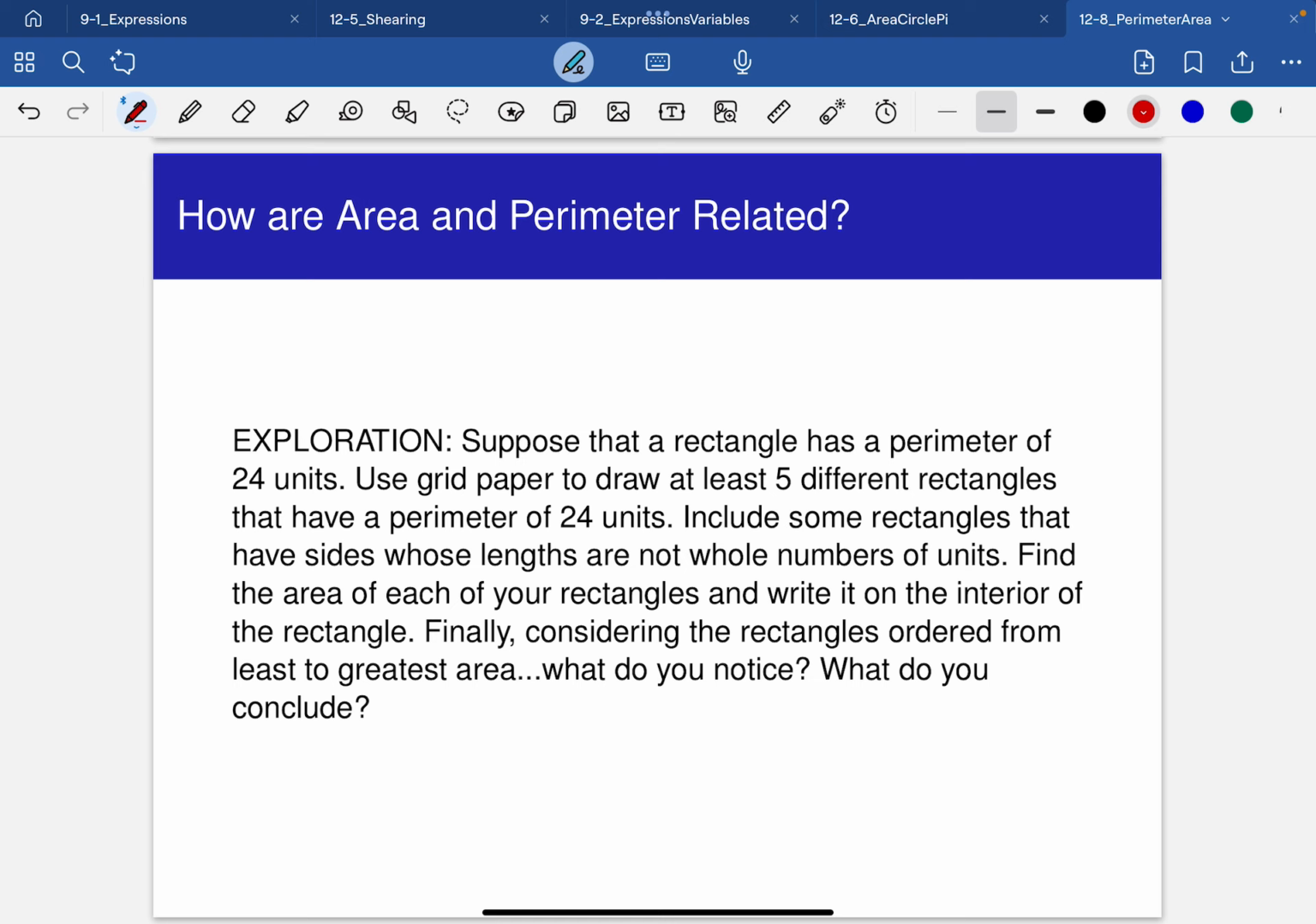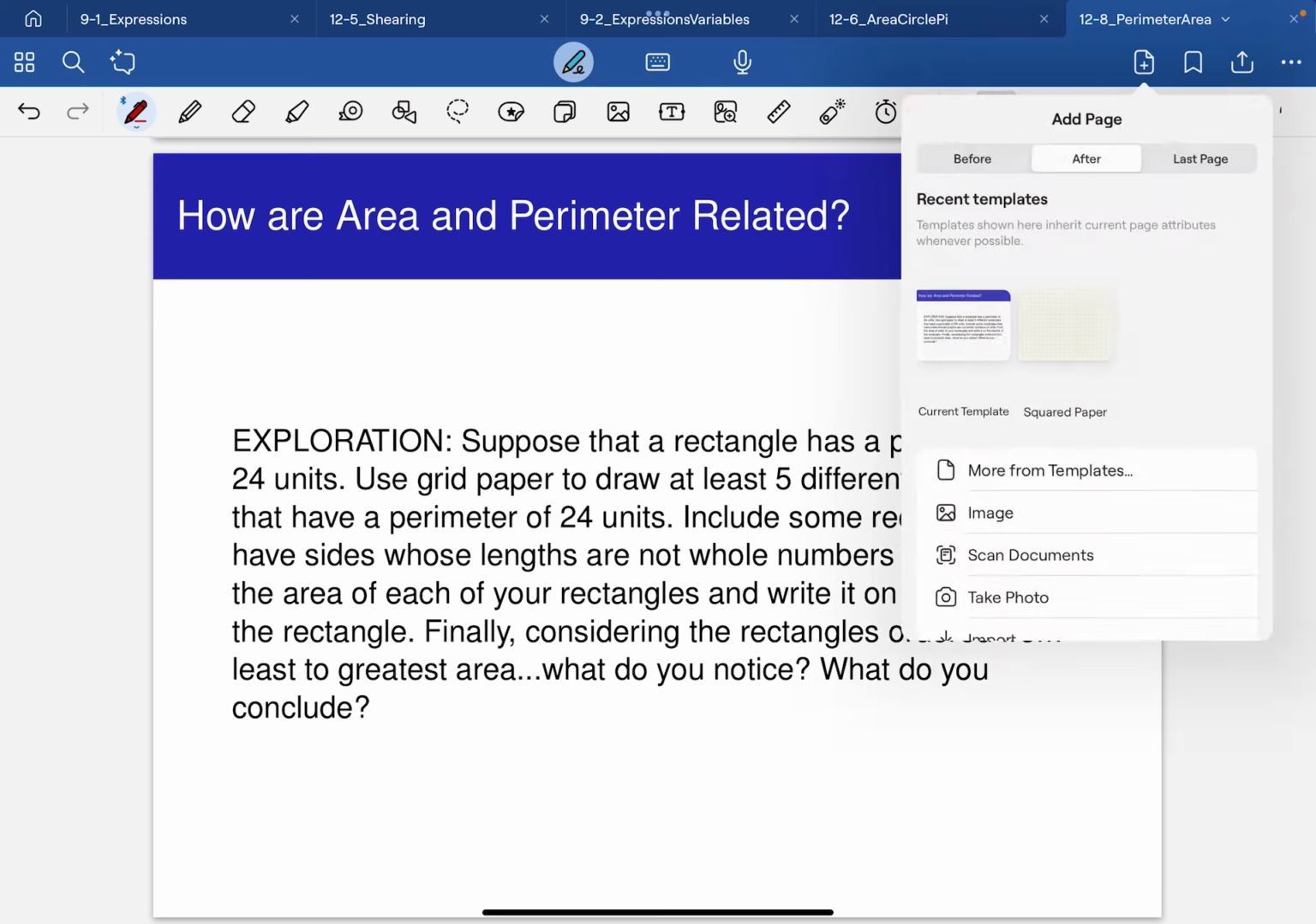So we're going to use grid paper. I've placed a handout in the Canvas page, so if you don't have any grid paper to draw on, you can download that and copy it off. Draw at least 5 different rectangles that have a perimeter of 24 units. Include some rectangles whose side lengths are not whole numbers of units. And then find the area of each of your rectangles and write it on the interior of the rectangle. And then, considering the rectangles ordered from least to greatest area, what do you notice and what do you conclude?